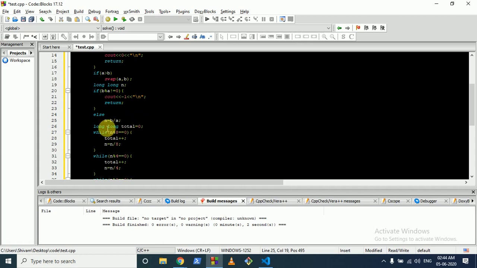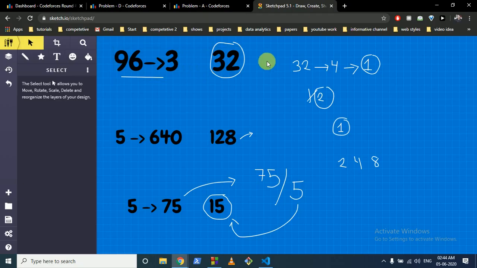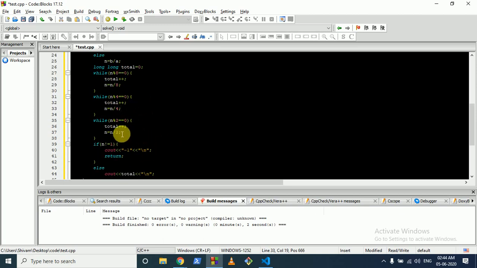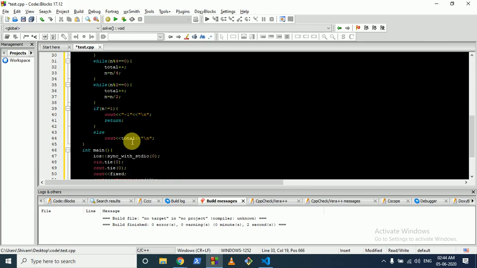Then we initialize total equal to 0. We run a while loop while n is divisible by 8, keep dividing it by 8 and increment the total, and we do the same for 4 and for 2. After that, the value of n should be equal to 1, as I told you. If n is not equal to 1, we output -1. Else, if it's equal to 1, we return total.